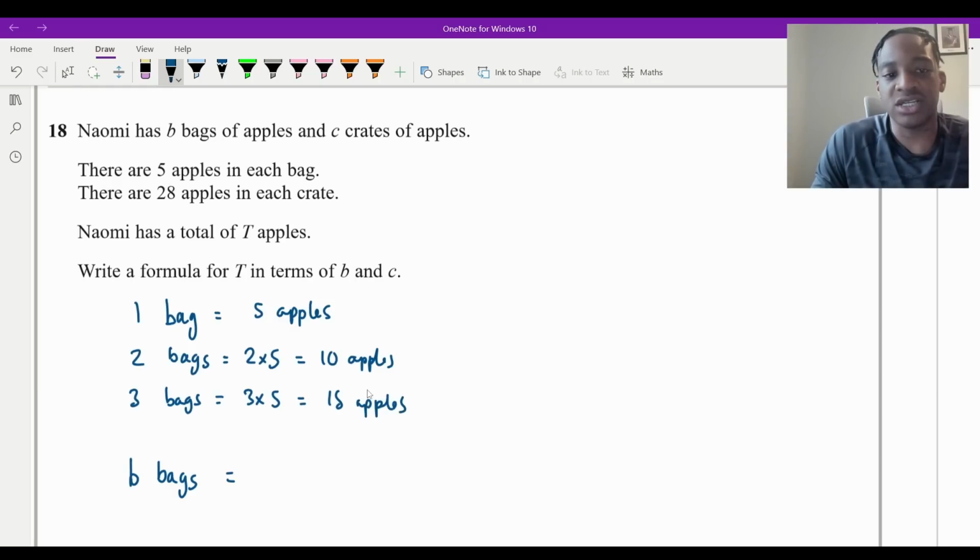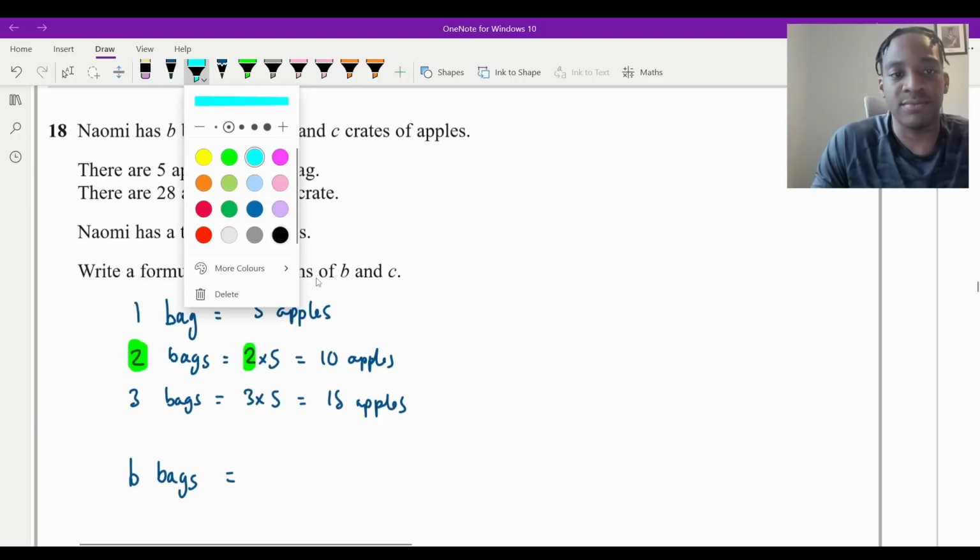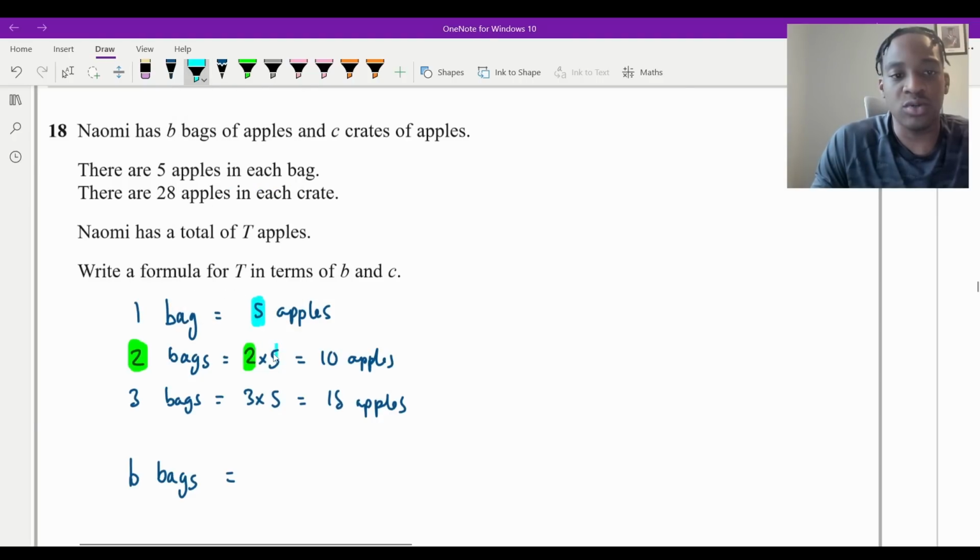And then hopefully you can see some sort of pattern forming, right? The number of bags, what we do is we just multiply that by the original number, don't we? So we can see here, 2 times 5 gave us 10. We've got 3 times 5, which gives us 15. So I'll put this here.